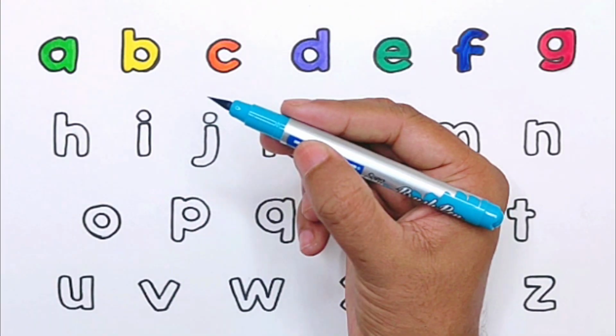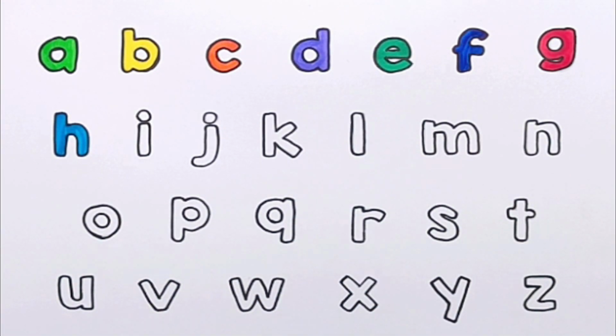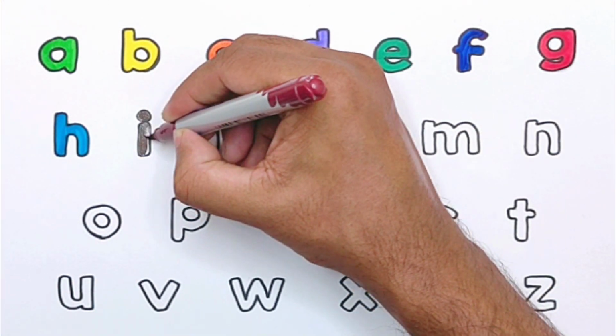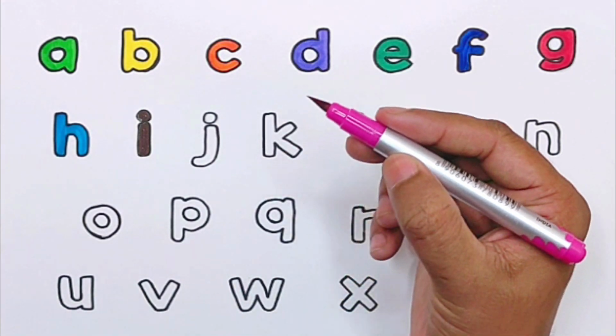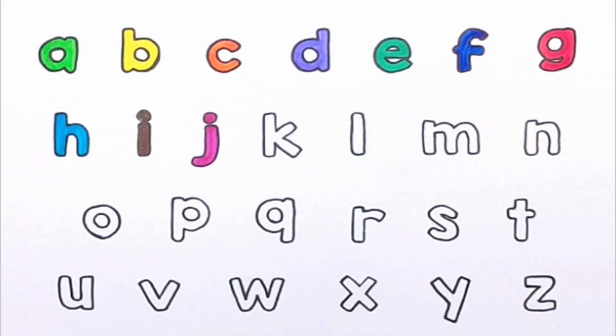Sky blue color. H. H for helicopter. Brown color. I. I for Iceland. Pink color. J. J for jelly.